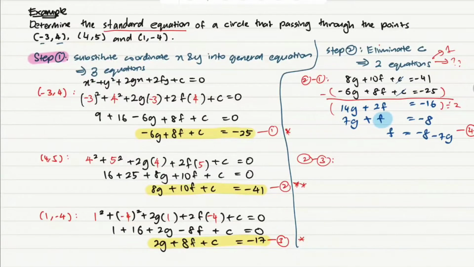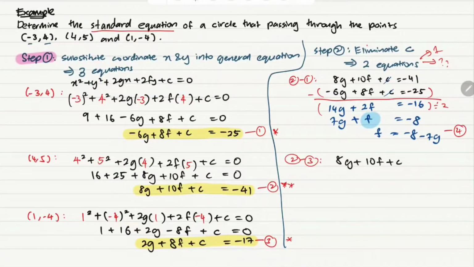Since I want to write equation 2 first and then subtract it with equation 3, I have to arrange them according to their order. Equation 2 on top and then equation 3 below it. After that, I'm going to subtract these two equations. 8g minus 2g is 6g, 10f minus 8f is 2f, c minus c is eliminated, negative 41 minus negative 17 is negative 24.